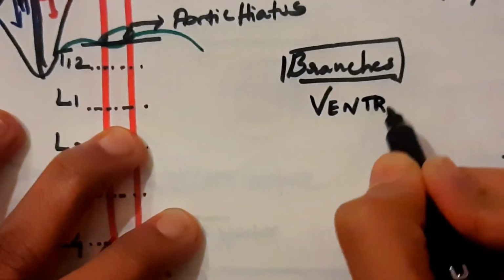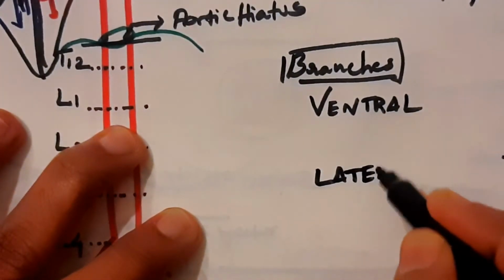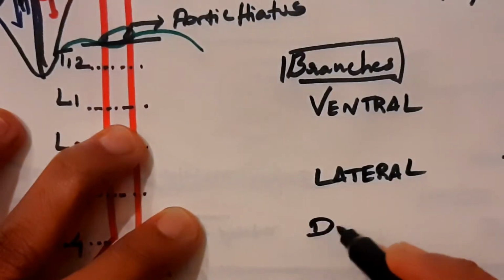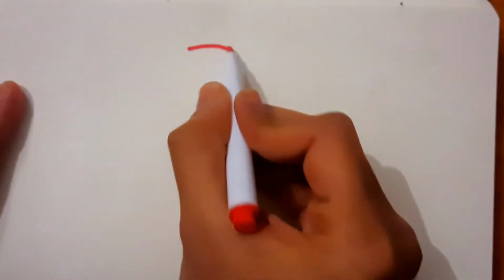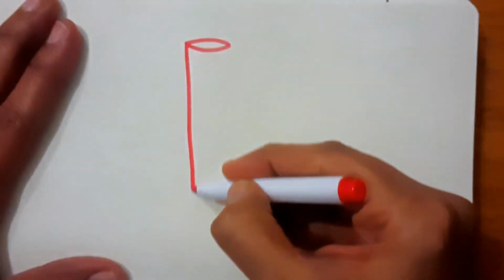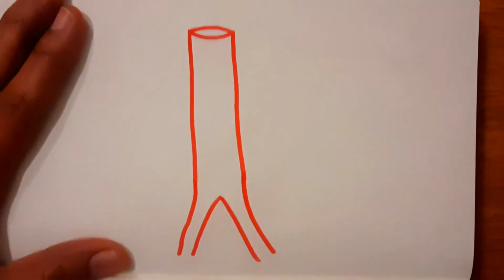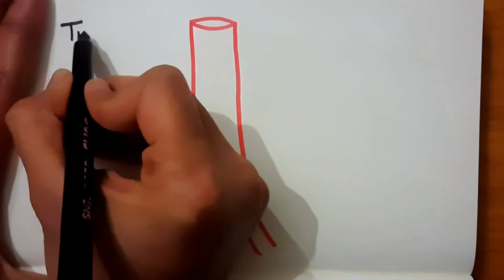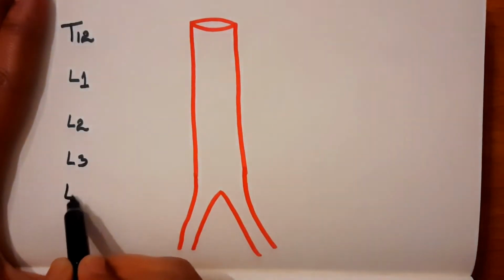Moving on to the branches of abdominal aorta. It is divided into 4 categories: ventral branches, lateral branches, dorsal branches, and terminal branch. Moving on to the ventral branches. So this is the surface showing the anterior side of abdominal aorta.